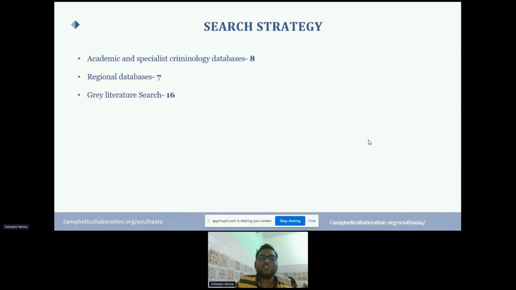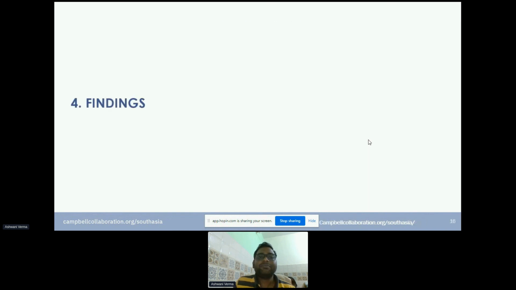So, the search strategy. Here, we searched academic and specialist criminology-related databases, which were 8 in number. We searched 7 regional databases as well, and we did a majority of the grey literature search, which covers 16 sources and includes very reputed organizations, UN organizations, and World Bank bodies as well. We included everything to get the maximum outcome in the grey literature search.